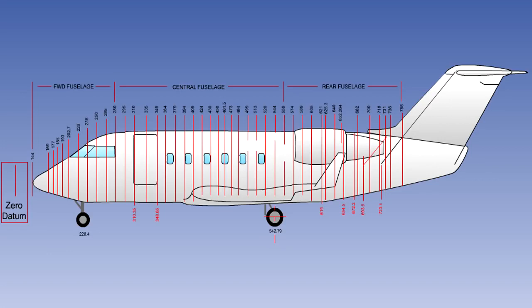Station numbers are identified in inches or millimeters forward or aft of the zero datum. Stations forward of the datum are identified with a minus sign, and aft with a plus sign, or no sign at all. In this installation, they are all aft of the datum, so no sign is used.